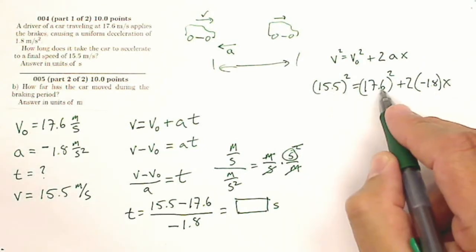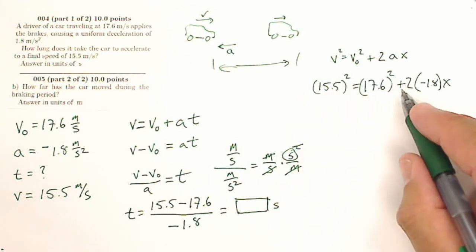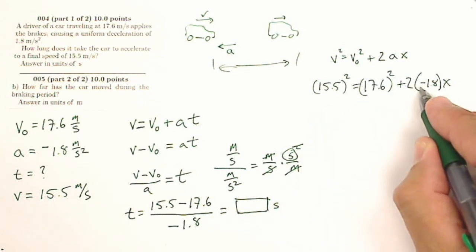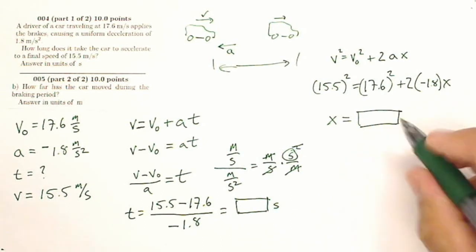You'll see that this number is going to be bigger than that. When I subtract it, this is going to be negative. Then I'm going to divide by 2 and divide by negative 1.8, so I'll be back to a positive number, and so I can solve this and get a value for my displacement.